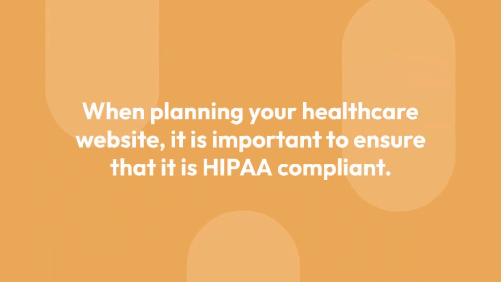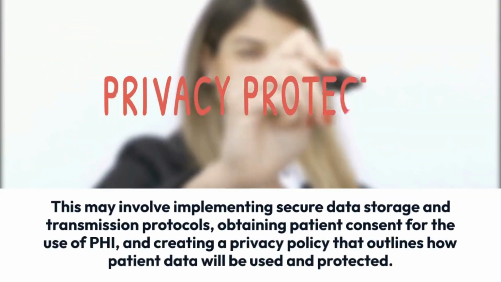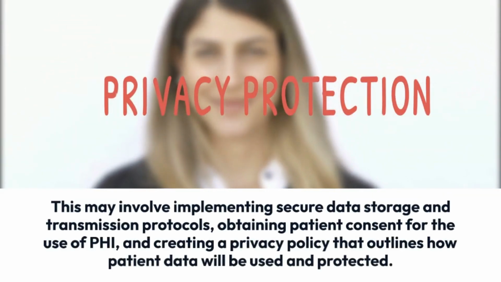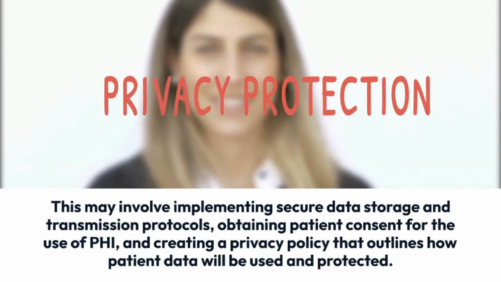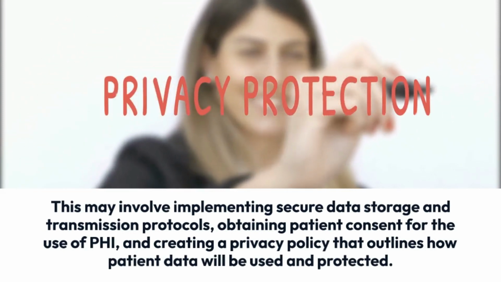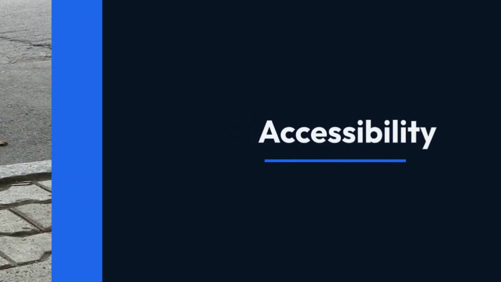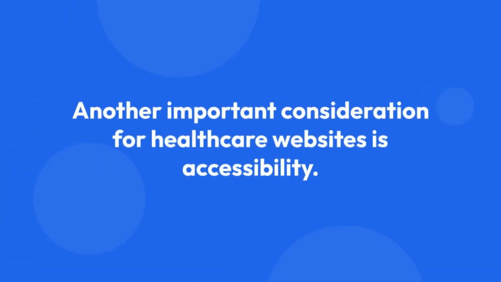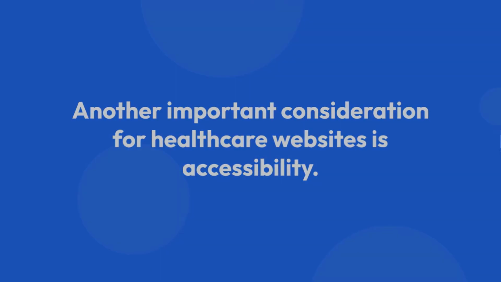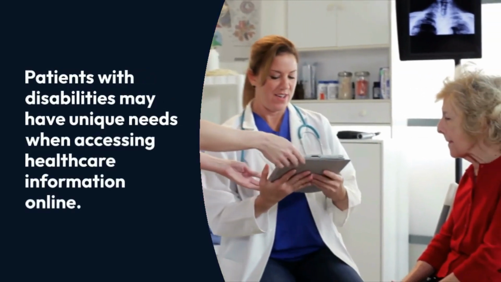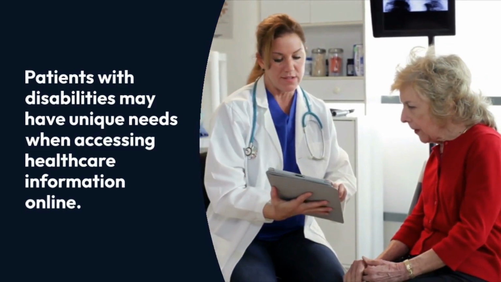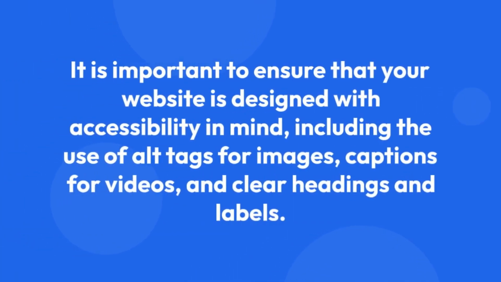When planning your healthcare website, it is important to ensure that it is HIPAA compliant. This may involve implementing secure data storage and transmission protocols, obtaining patient consent for the use of PHI, and creating a privacy policy that outlines how patient data will be used and protected. Accessibility. Another important consideration for healthcare websites is accessibility. Patients with disabilities may have unique needs when accessing healthcare information online. It is important to ensure that your website is designed with accessibility in mind, including the use of alt tags for images, captions for videos, and clear headings and labels.